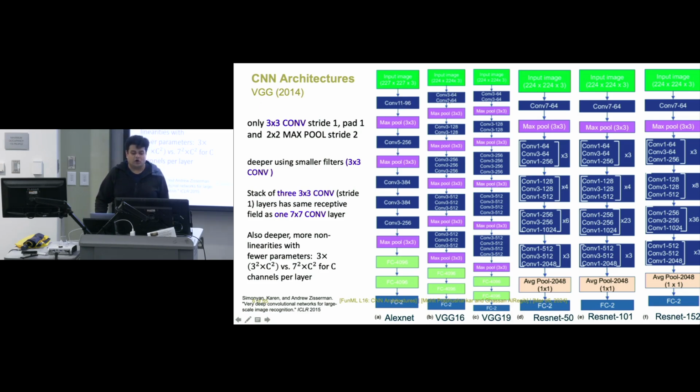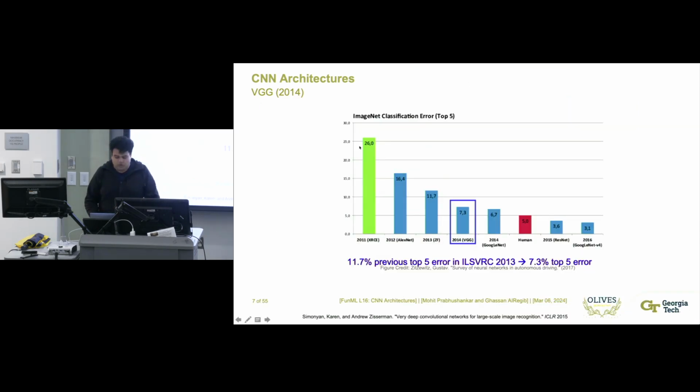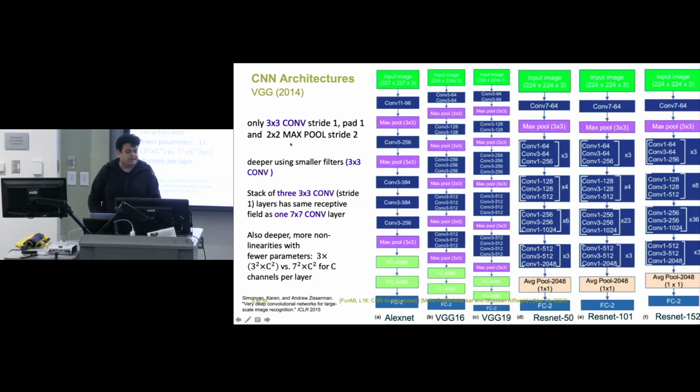It's all conv 3s through and through. The difference is that they did not just have one kind of a conv 11 within the framework. There was a conv 3 and another conv 3 stacked one on top of the other before we came to this kind of a max pooling layer. There's only 3 cross 3 convolution stride 1, pad 1, and 2 cross 2 max pool stride 2 layers within your VGG 16 architecture. So it's deeper using smaller filters.